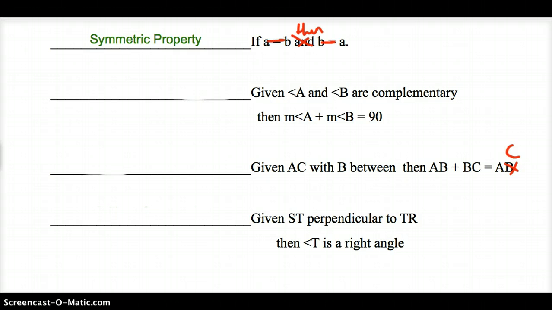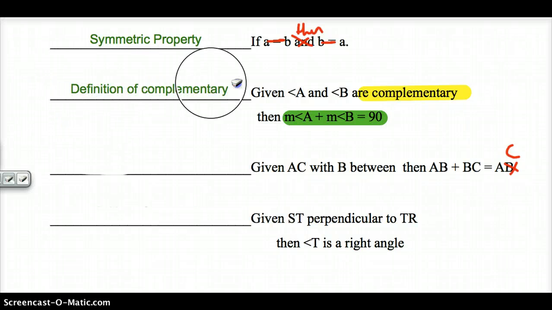Let's look at our next one. Given angle A and angle B are complementary, then the measure of A plus the measure of B equals 90. If something is complementary, what lets you say that both of them add to 90? Yep, you're right. Definition of complementary.